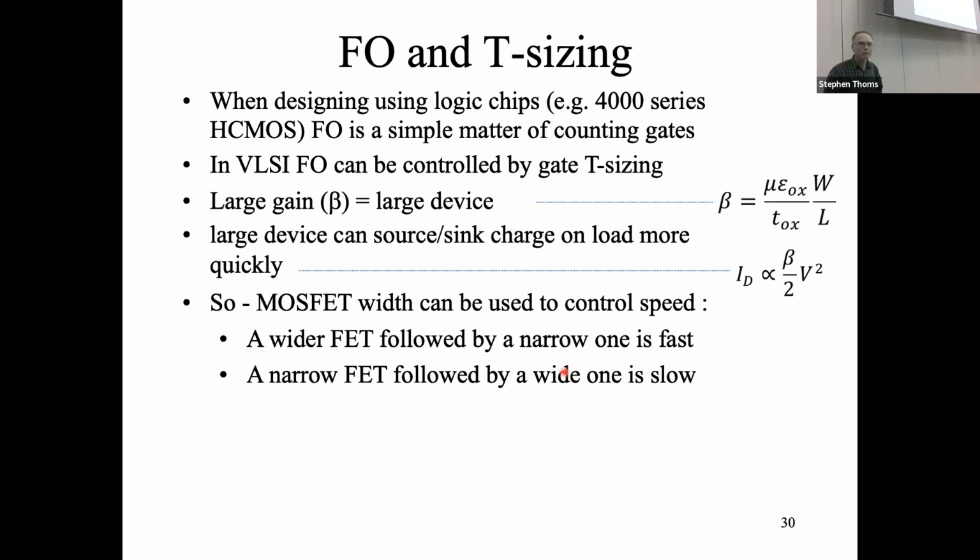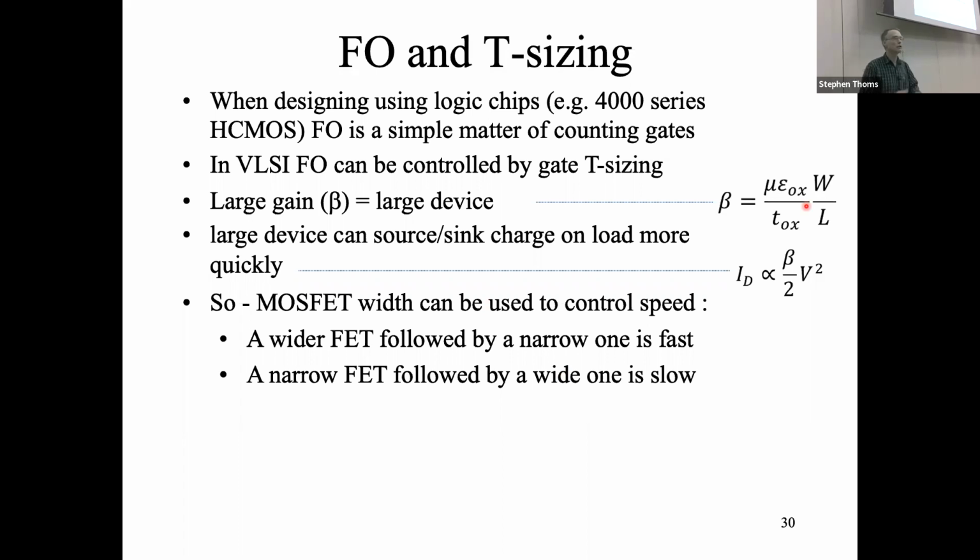So for some chips, if you're designing things to actually build a circuit out of discrete components, you can just count the chips. In VLSI, we can actually control the fan out with transistor sizing. Now, we know that a large gain comes from having a large device. So the gain, beta, is given by this equation here, and it's got W divided by L.